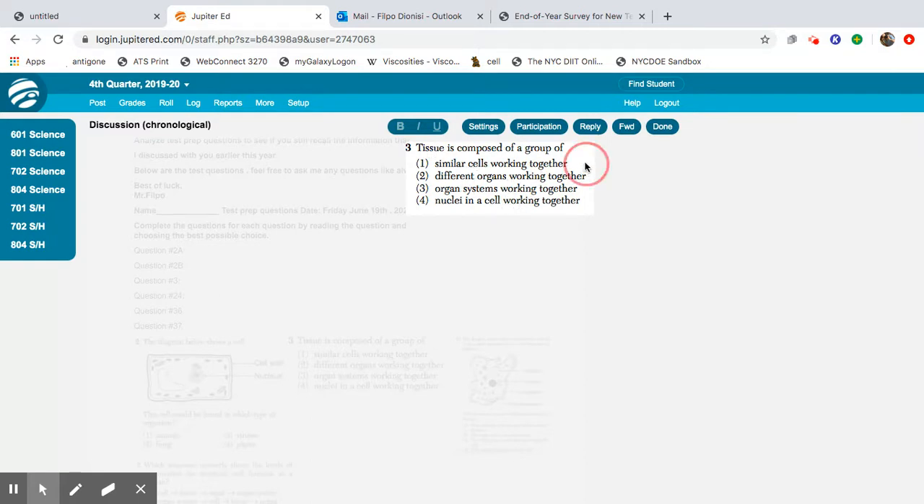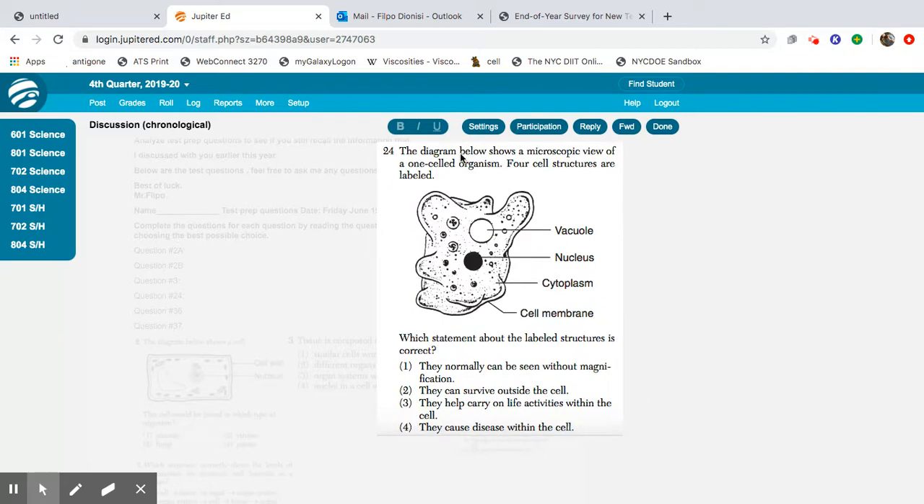Okay. Number 24. The diagram below shows a microscopic view of a one-celled organism. 4 cell structures are labeled. So we have 4 cell structures, or organelles. We have a vacuole, a nucleus, the cytoplasm, which is the liquid that flows like the blood of the cell, and the cell membrane, basically the skin of the cell, the protective outer layering. Which statement about the labeled structures is correct? 1. They normally can be seen without a magnification. Can you see a cell without a magnification?